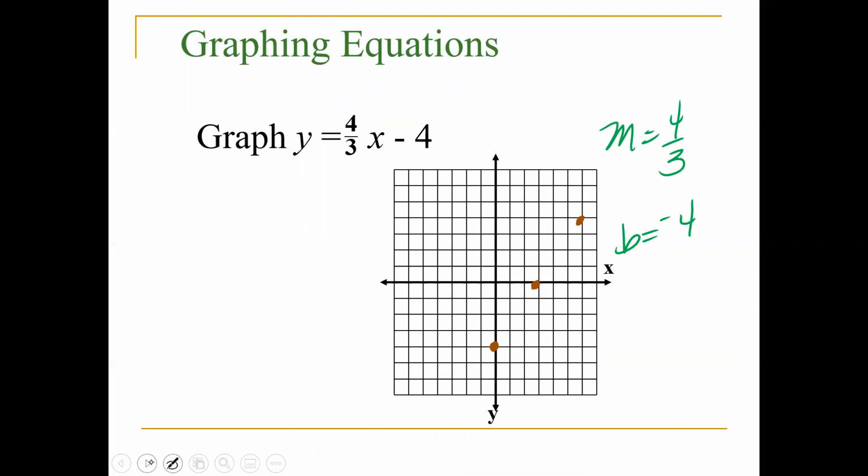And that should be your line. Same thing here. Start with a -4. And then your slope is 4 over 3. So I'm going to go up 4 over 3, up 4 over 3, and then connect your dots.